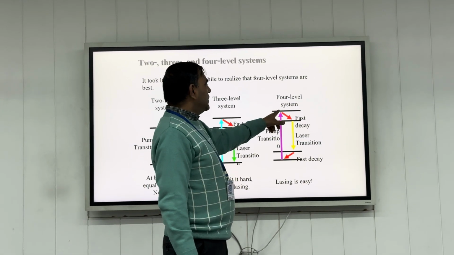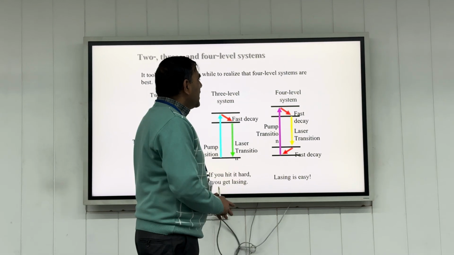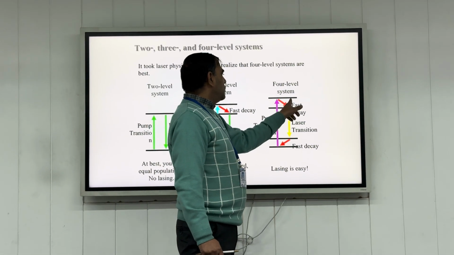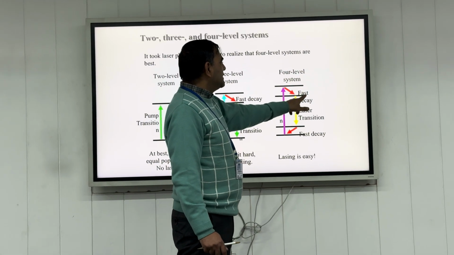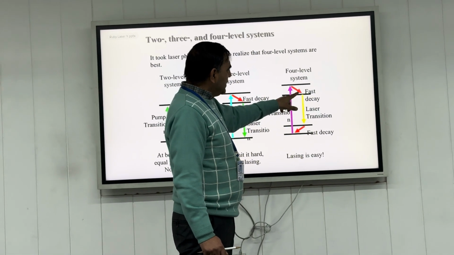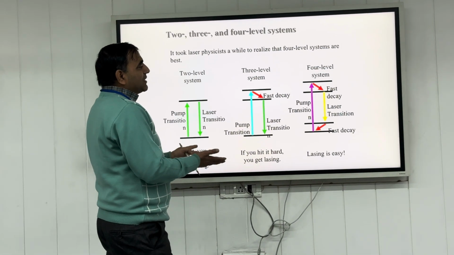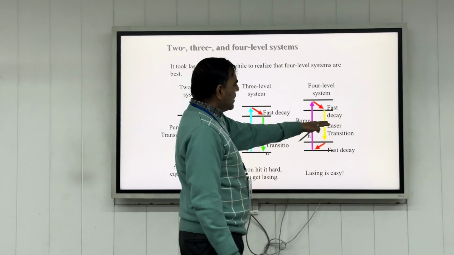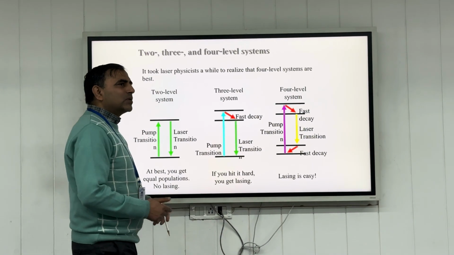So in this case, in the high energy state, no laser action takes place. When the atoms or molecules reach this state, then laser action takes place. We can say that the laser transition is in this state, and the other atoms or molecules that reach here will come back to the ground state.